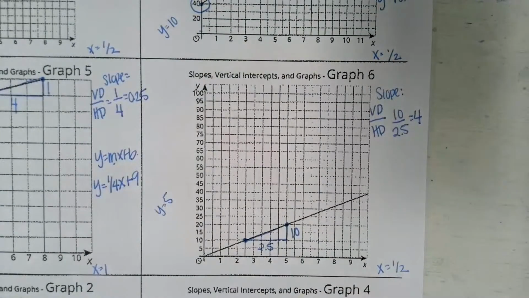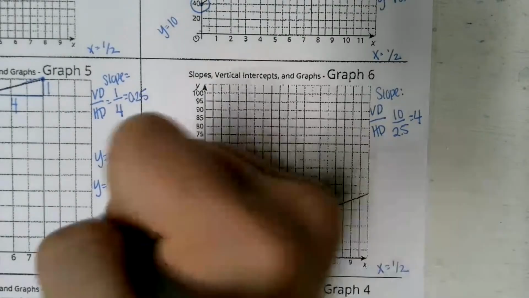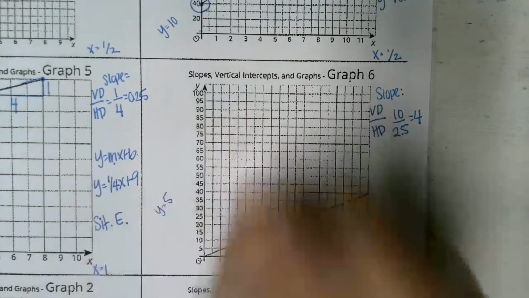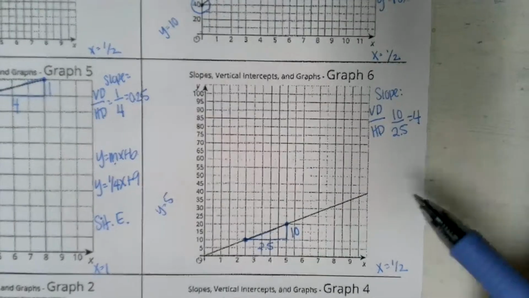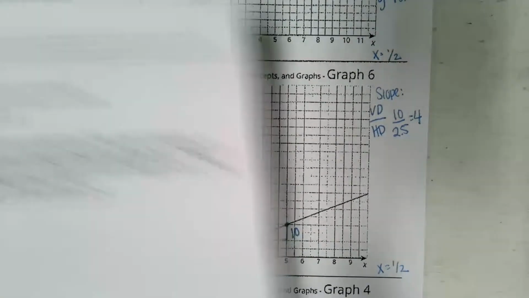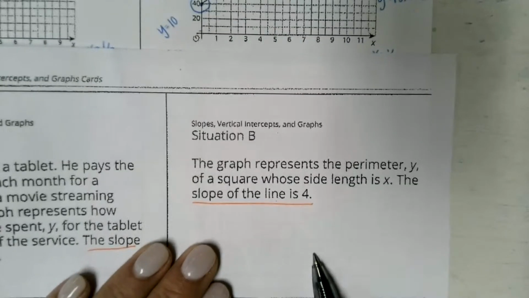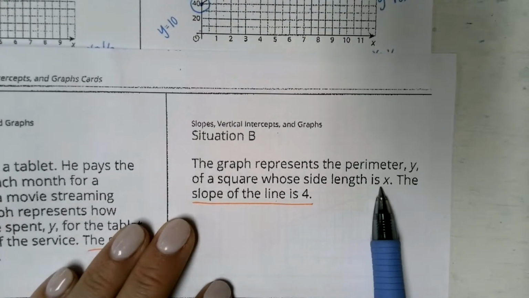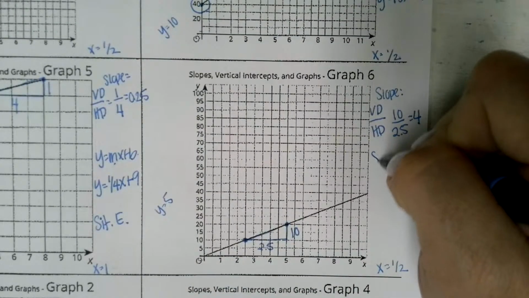So which situation represents that? I don't think we did. We need to write situation E on this one. Sorry. So situation B has a slope of 4. The graph represents the perimeter y of a square whose side length is x. The slope of the line is 4. So we're going to write situation B here.